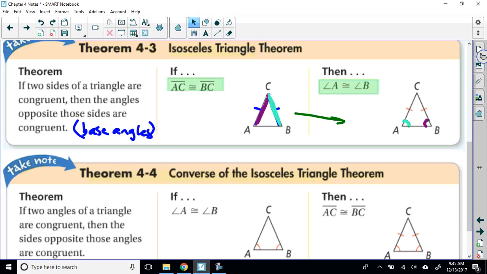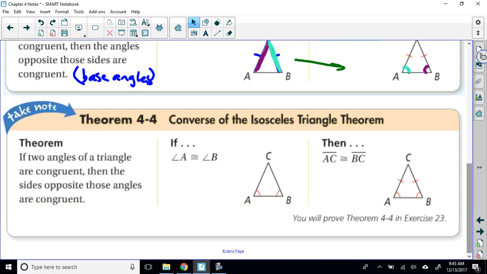But the theorem actually says if you have a triangle with two sides congruent, then the angles opposite those are congruent. So, all right. Theorem 4.4. Theorem 4.4 is the converse of that. It goes the other direction. It switches the hypothesis with the conclusion.